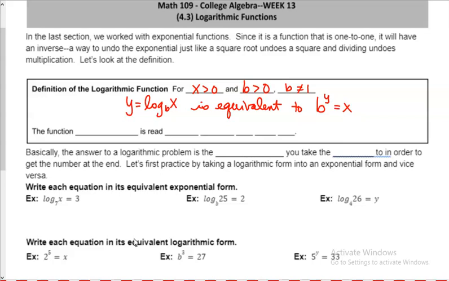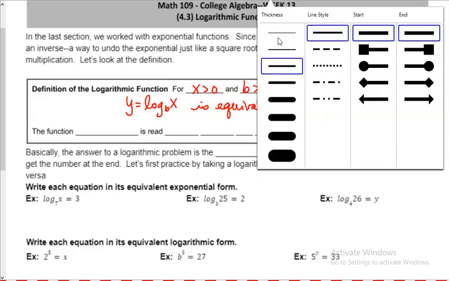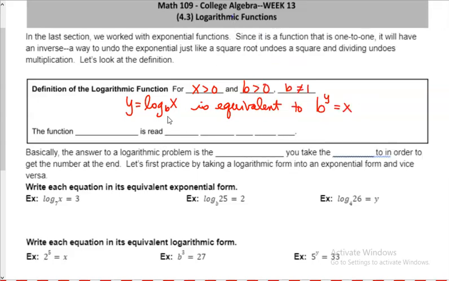And I always tell students to do this in a circle so that you see that. So in order to change to an exponential equation, we would take b to this power is equal to this value. A lot of times I'll go counterclockwise, but the way this is set up, we would go there. Also, to change from an exponential to a logarithmic, we would say log base b of x equals this y.